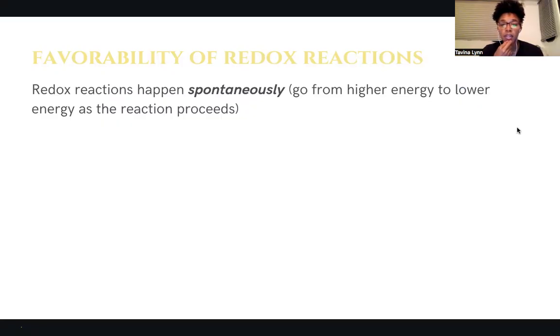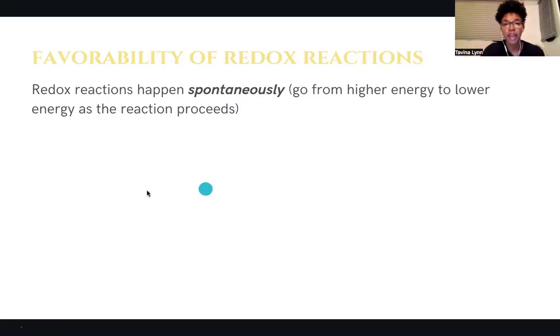Another way to say this is that the reactions go from a higher energy to a lower energy as the reaction proceeds. So think all the way back to thermodynamics, when we talked about spontaneous versus non-spontaneous reactions. If something's at higher energy, it can spontaneously go to lower energy without any input of work or force.